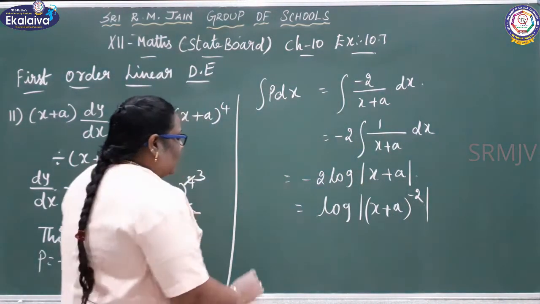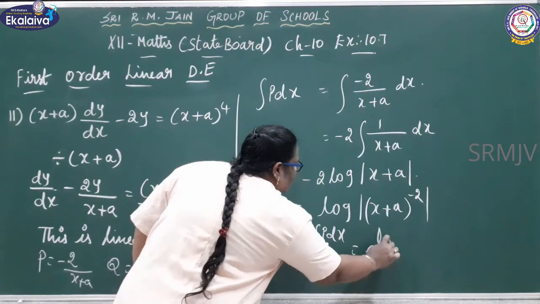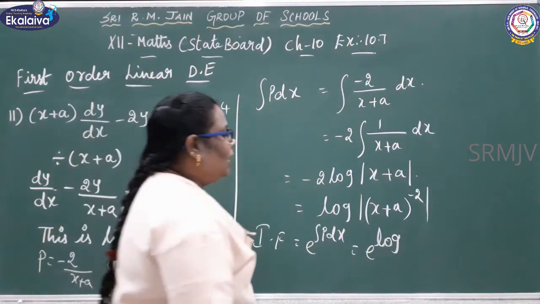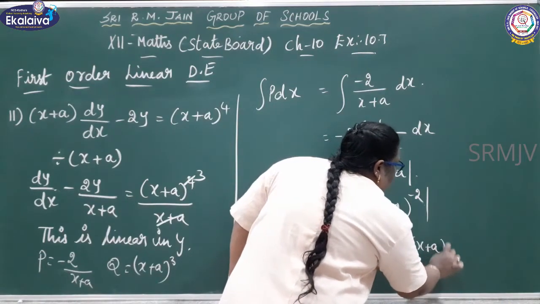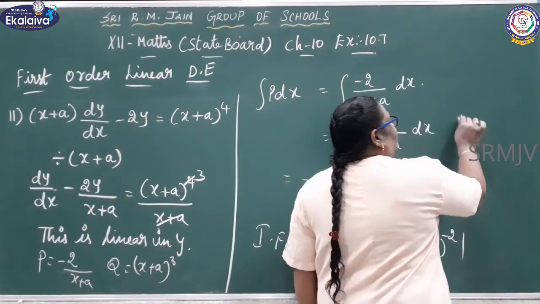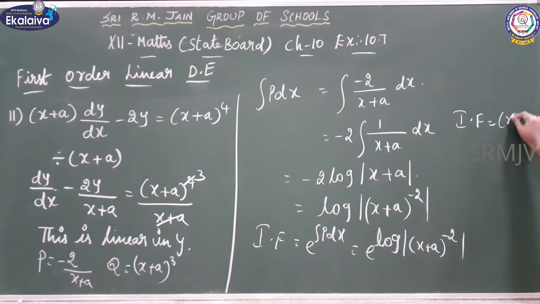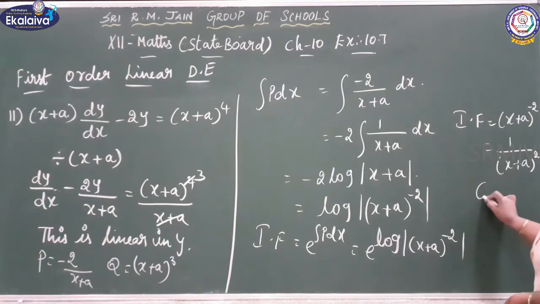Integrating factor is e power integral p dx, equal to e power log of modulus of (x plus a) whole power minus 2. The e power log gets cancelled. So the integrating factor equals (x plus a) whole power minus 2, or 1 by (x plus a) the whole square. Because the power is negative, bring it to the denominator and it becomes positive. Now we move on to the general solution.